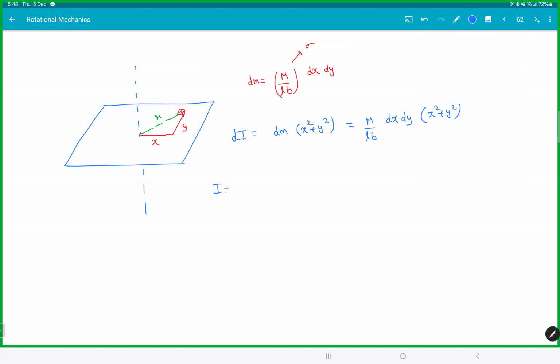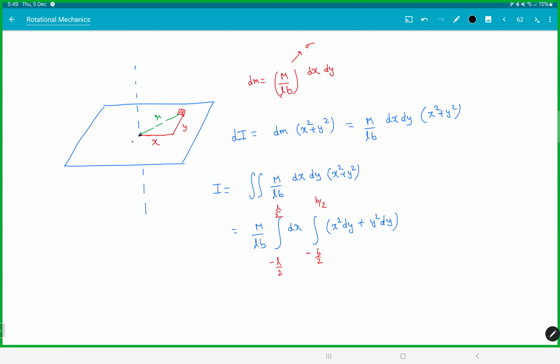So we want the moment of inertia of the plate: double integral of (m by lb) dx dy times (x square plus y square). The m by lb will come out. We will have dx outside, then x square dy plus y square dy. Y limits will go from minus L by 2 to plus L by 2. X limits are reverse: minus L by 2 to L by 2, B by 2 to minus B by 2, because you're finding it from the center.